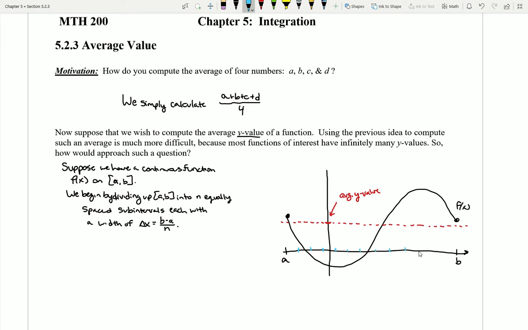Doesn't matter how many I have, but I could imagine creating all these equally sized little intervals along here. Now, once I've done this, I'm going to go ahead and choose to look at each interval one at a time.